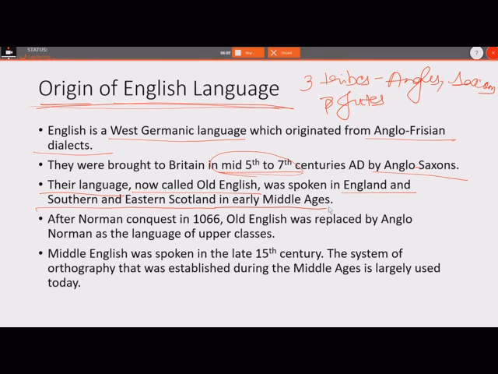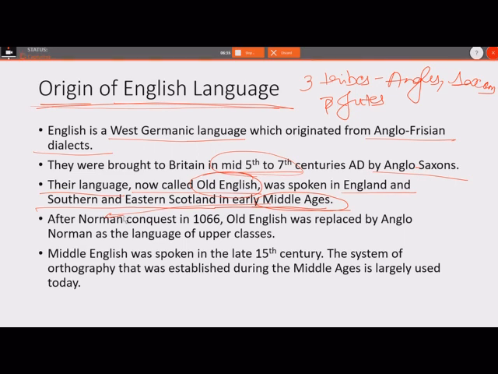So this language, this Anglo-Saxon language, is called the Old English language. It was the language spoken by the tribes during that time, and later in all parts of England and Scotland, this language grew. This particular English language grew during the Middle Ages. Now, the Middle Ages are said to have come after the Norman conquest.